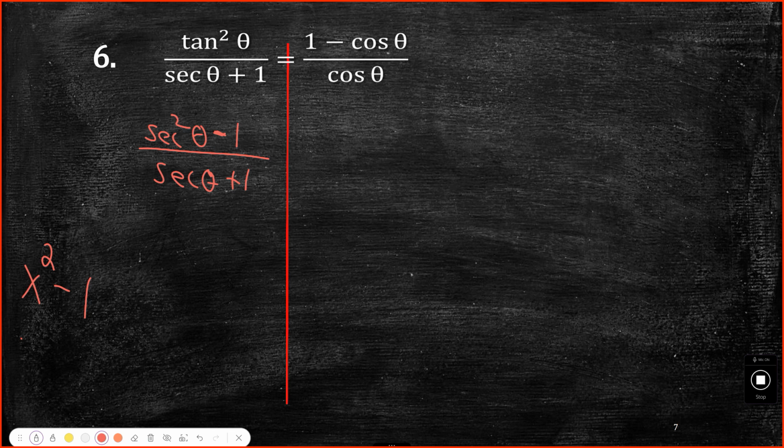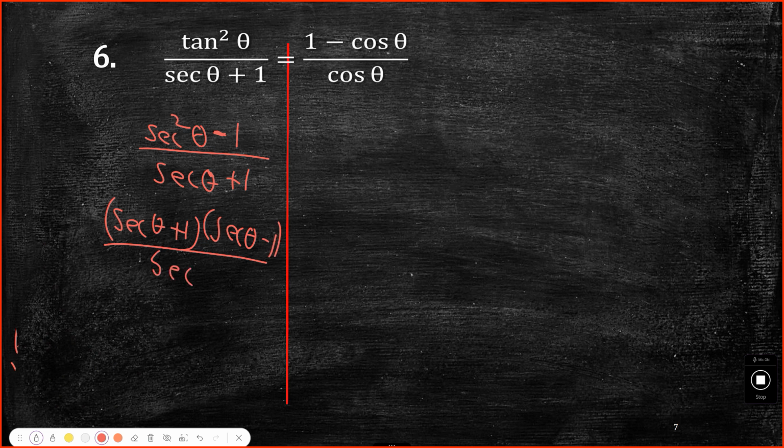We're not solving it. We're factoring it. X plus 1, x minus 1. That's the difference of squares. Why? Because it's going to be x squared, negative x, positive x, minus 1, cancel out. X squared minus 1. So I'm going to do a difference of squares there. If I do a difference of squares, it's going to take me somewhere. Difference of squares is going to be secant theta plus 1, secant theta minus 1, over secant theta plus 1.